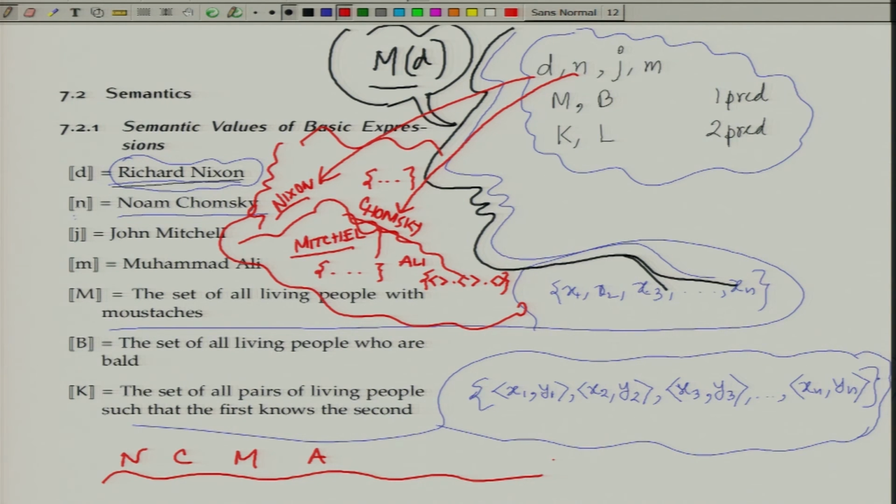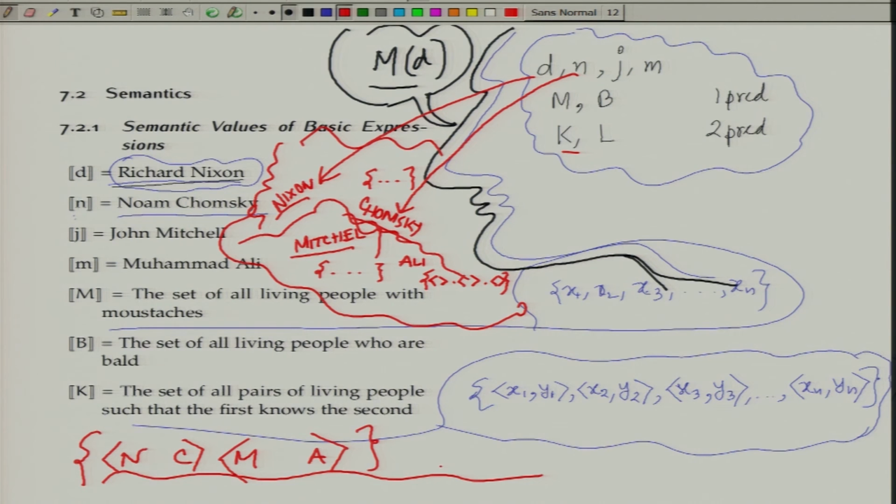So also we can define now K. Suppose Richard Nixon knows Noam Chomsky, but Noam Chomsky does not know Richard Nixon. Suppose John Michel knows Muhammad Ali, but Muhammad Ali does not know John Michel. All these things once again will define another set, and suppose nobody else knows anybody else in the system. Once again you see it is another arrangement just of individual objects in the reality, nothing more than that.